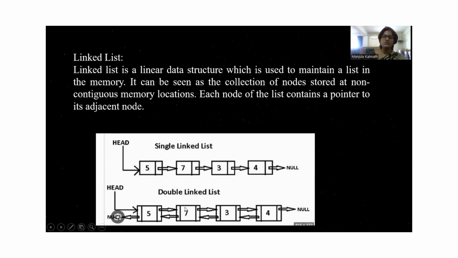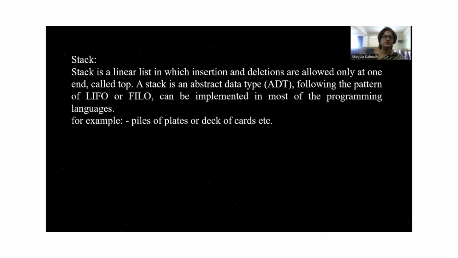And like that we have a doubly linked list, in which insertion, deletion and traversal are possible from both sides. Along with that, we have a circular linked list and other different types, which we can discuss in further videos.